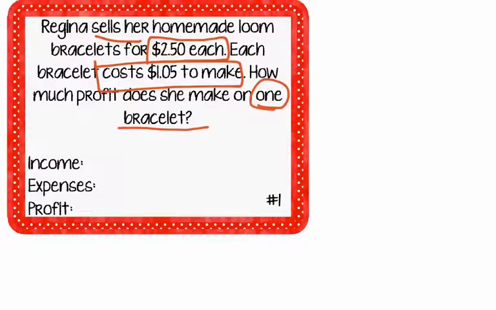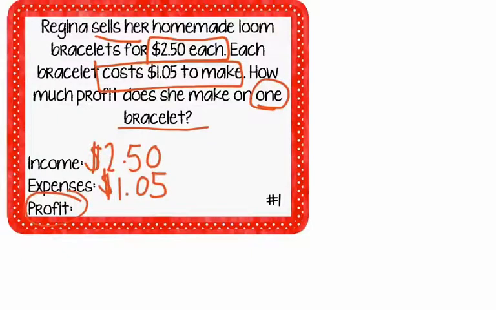She sells them for $2.50 each. That means I know that her income is $2.50, and I know her expenses are $1.05 because it cost her $1.05 to make. Now I'm looking for the profit because that's the only one that's missing. So I need to plug in what I know. Remember, profit is income minus expenses.